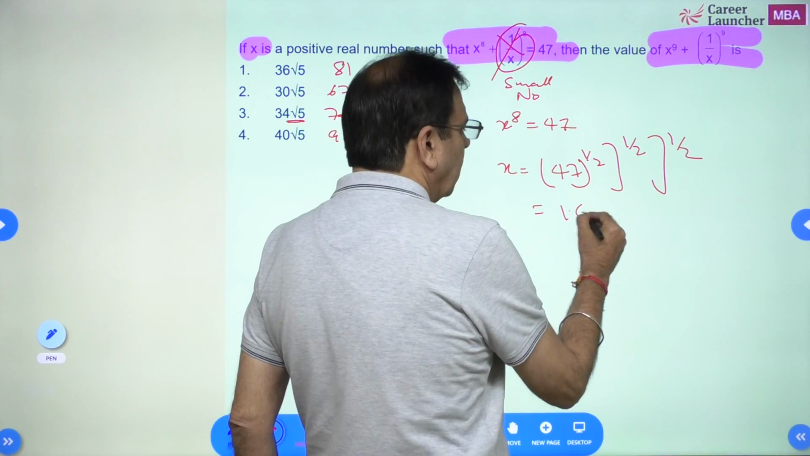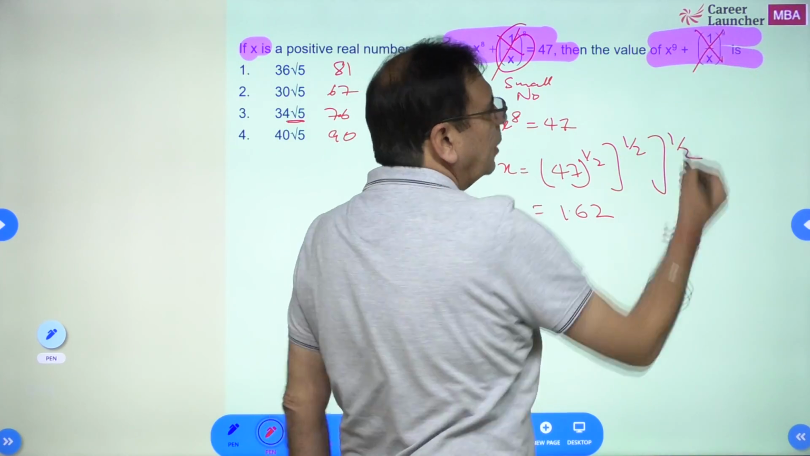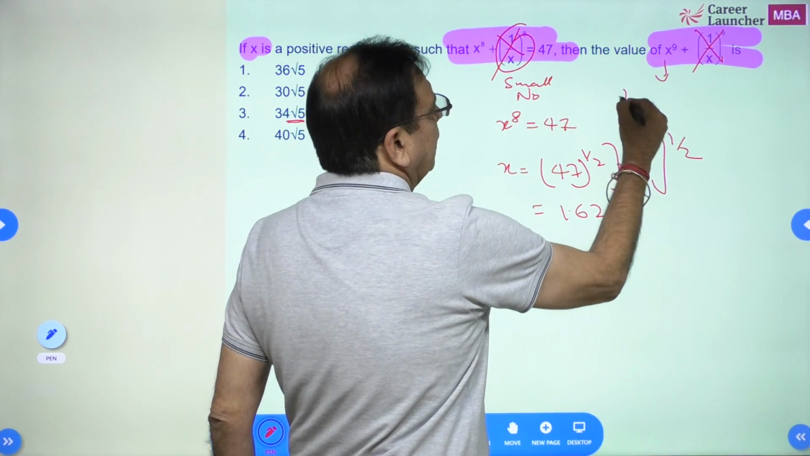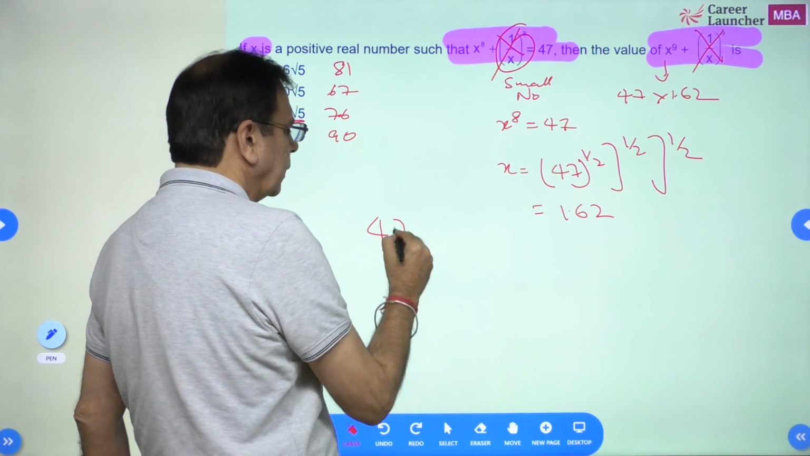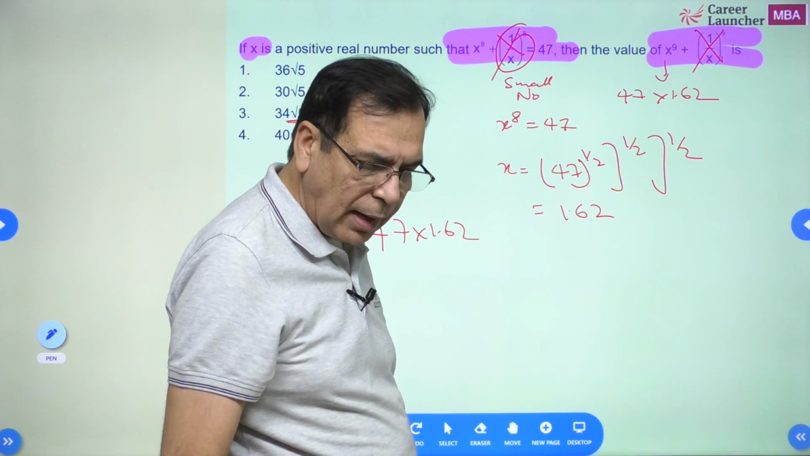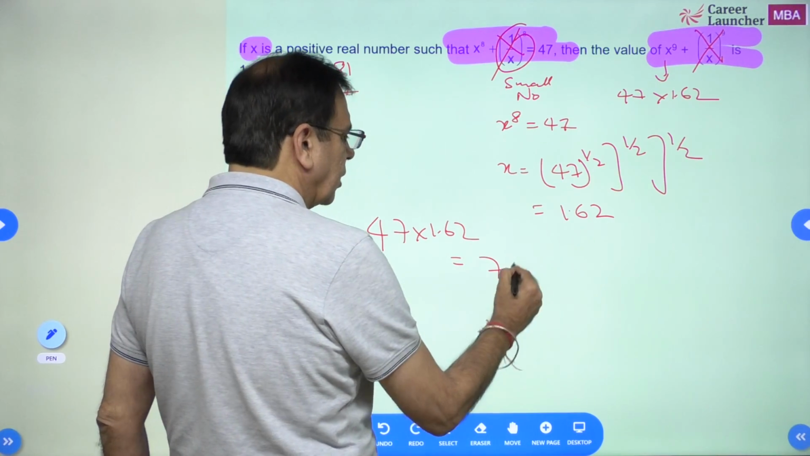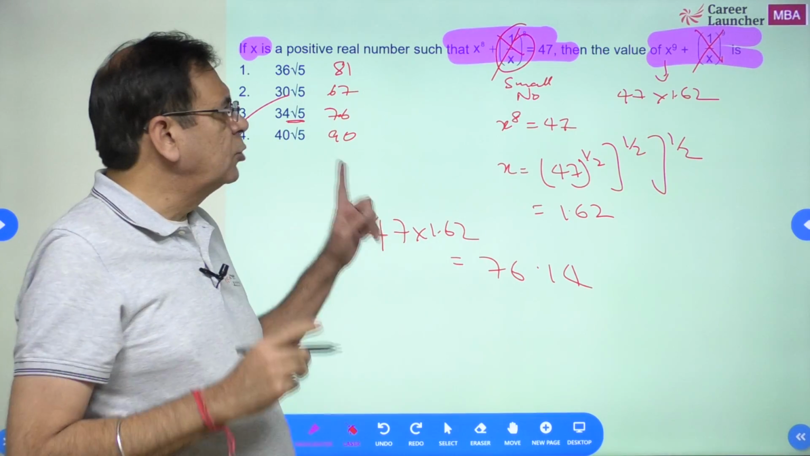Equal to 1.618, I took 1.62. So what will this be? Again, this is negligible. If this is negligible, x to power 9 should be 47 into 1.62. Okay, so my answer has to be 47 into 1.62. So 1.62 is already calculated in the calculator, multiply by 47, it comes out to be 76.14. Correct answer, choice 3. Simple jugaad.